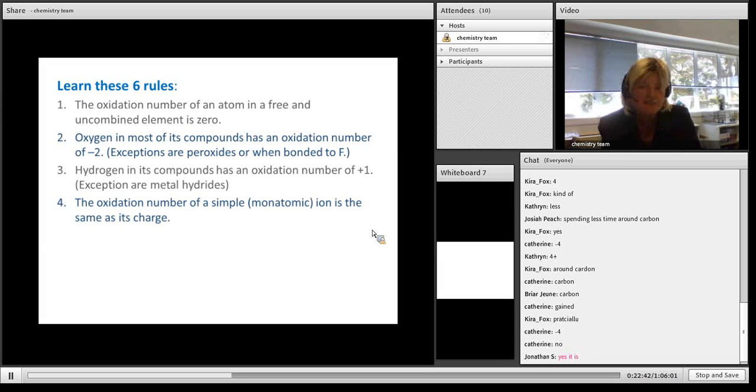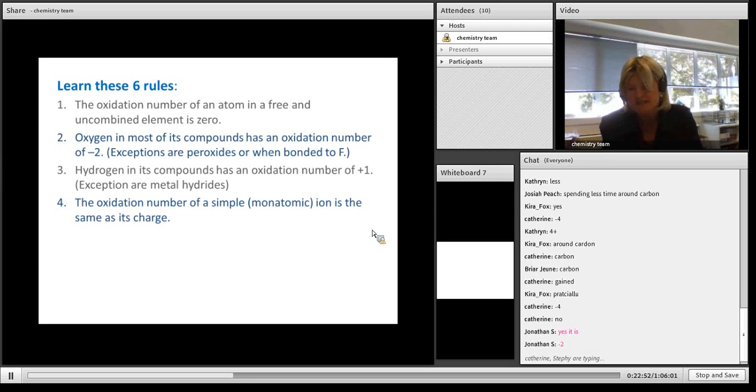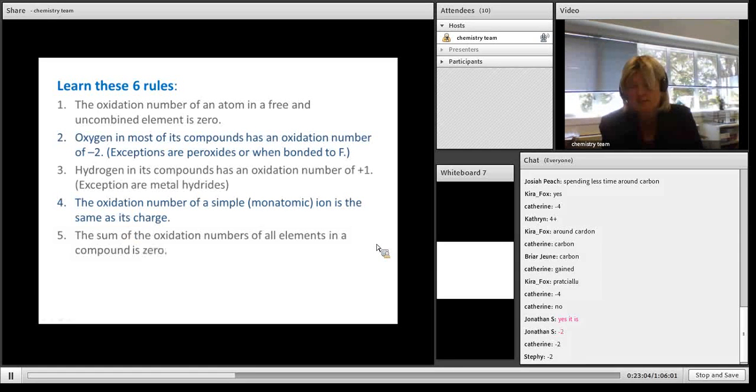If you've got a simple ion, like the Cu2+ ion, the Mg2+ ion, or the Cl- ion, the oxidation number is the same as its charge. So if I had the S2- ion, sulfide, what would the oxidation number for sulfur be in sulfide? -2, the same as its charge. Okay, so let's go to the next one.